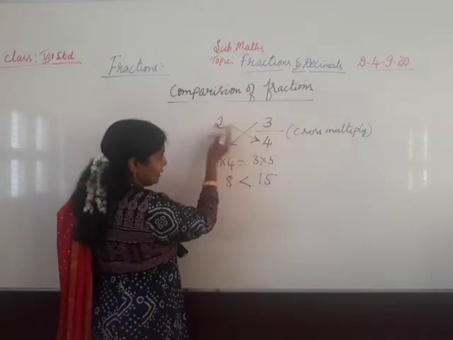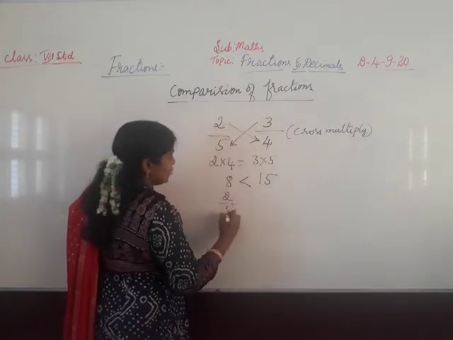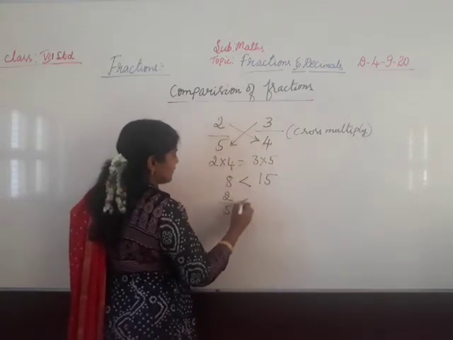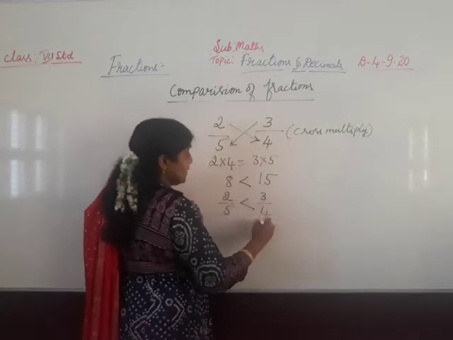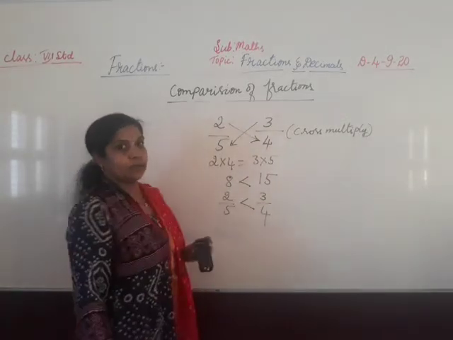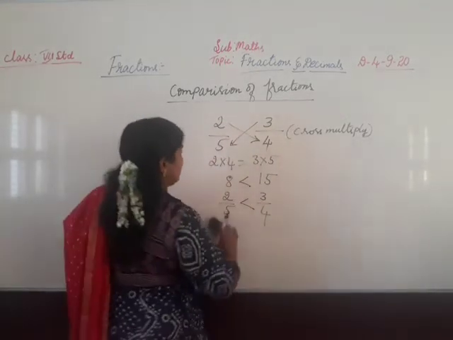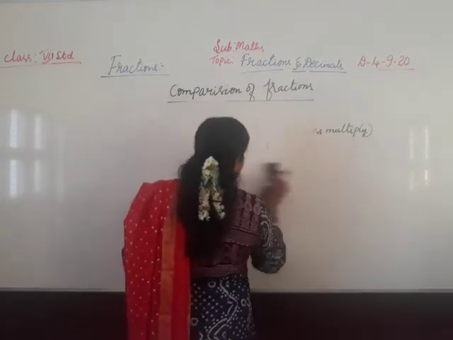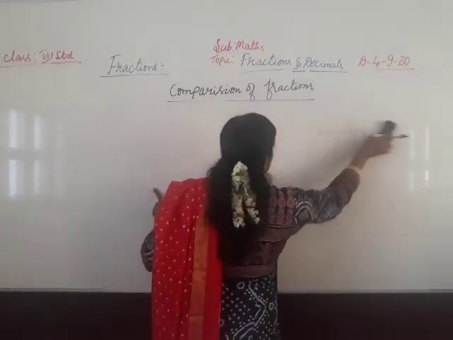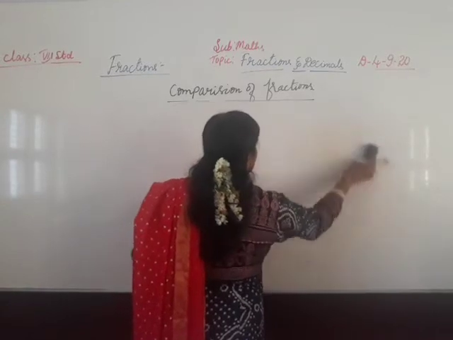We have multiplied like this. The 8 belongs to 2 by 5, so 2 by 5 is less than 3 by 4. Okay, always we have to cross multiply. One more example I will take. Always cross multiply the first numerator with the second denominator first.